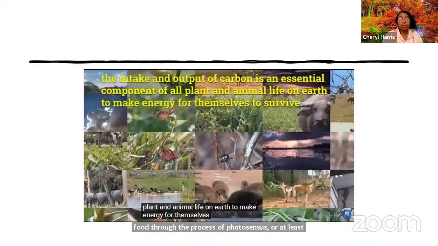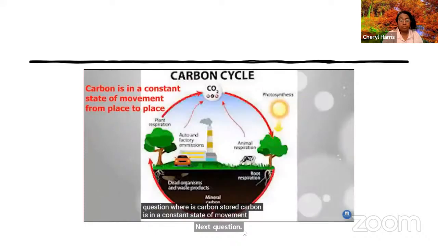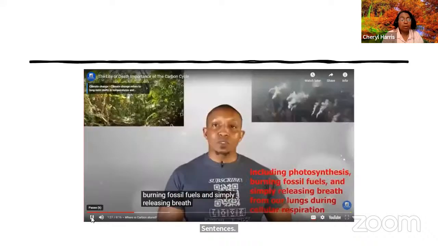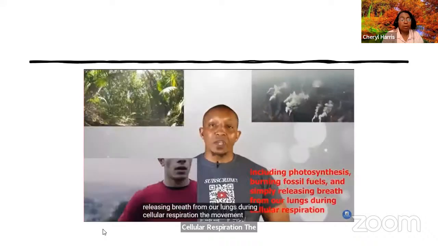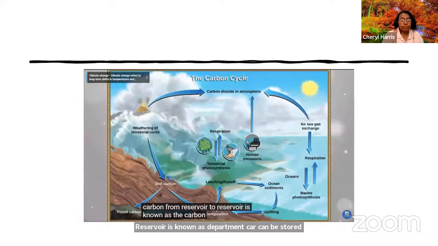Next question, where is carbon stored? Carbon is in a constant state of movement from place to place in what are known as reservoirs, and it moves between these reservoirs through a variety of processes, including photosynthesis, burning fossil fuels, and simply releasing breath from our lungs during cellular respiration. The movement of carbon from reservoir to reservoir is known as the carbon cycle. Carbon can be stored in a variety of reservoirs, including plants and animals, which is why they are considered carbon life forms. Carbon is used by plants to build leaves and stems.